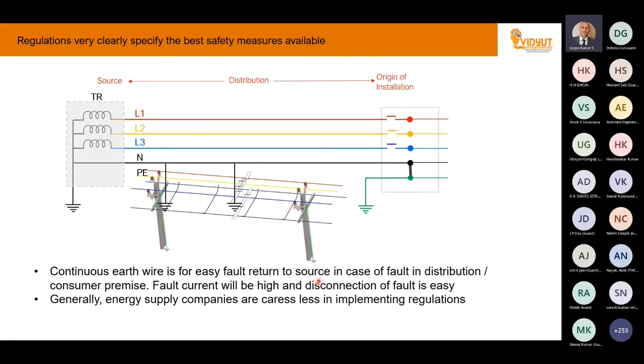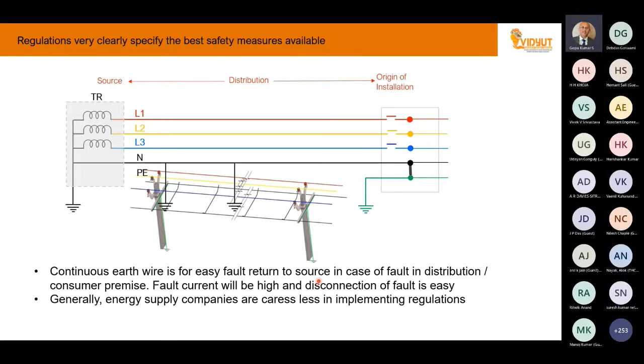All over India, the supply companies are actually not taking care of the protection or the safety of people. They only want to pull 3 wires, give the supply to the consumer and get the money. Otherwise, safety is not important for them. They are only interested in protecting their equipment, not the safety of people.